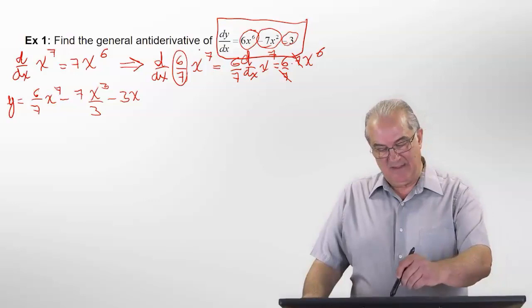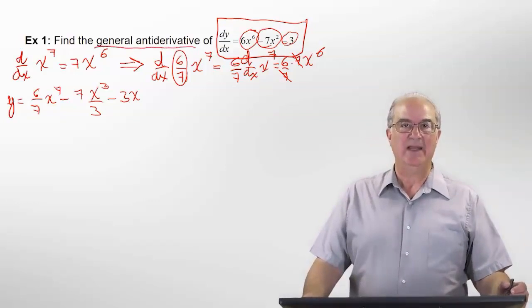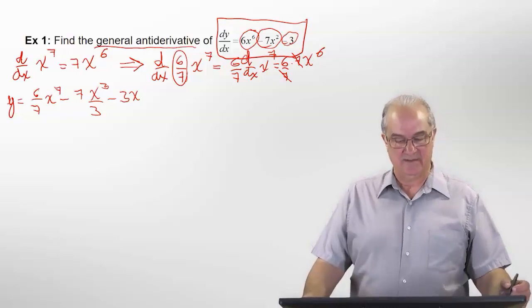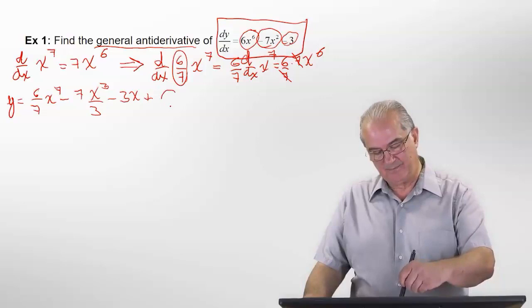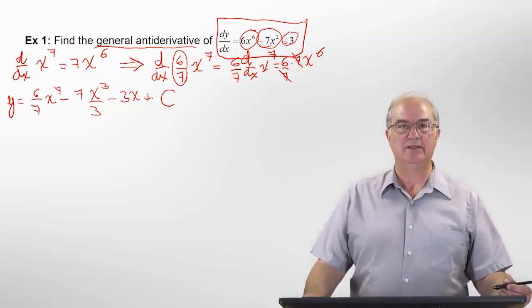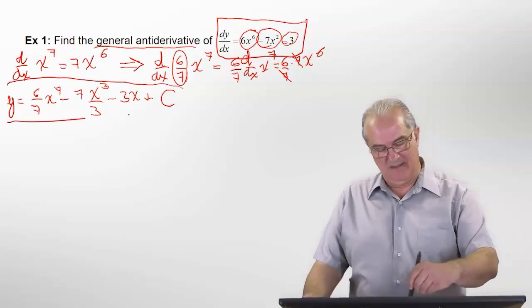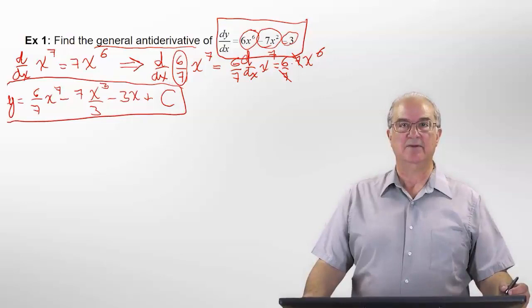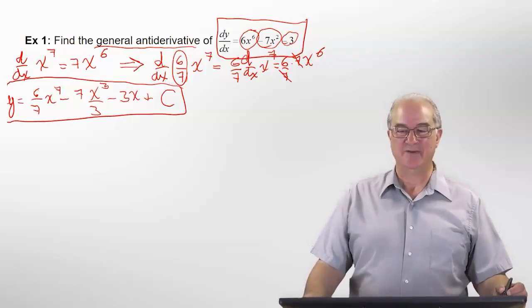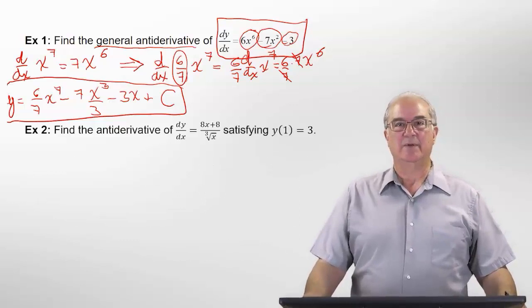But we are asked to find the general antiderivative, which just means the family of all antiderivatives. And thanks to the theorem, we know that all we need to do is add a general constant c that can be any real number, and therefore we now have an expression for the general antiderivative that we were asked to find. Let's take a look at another example.